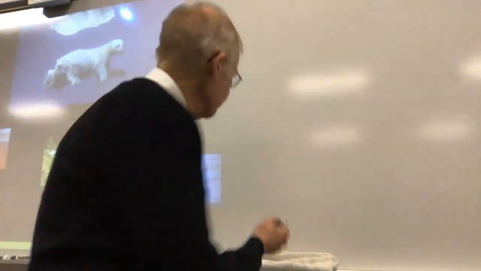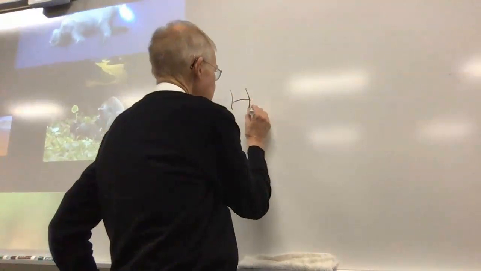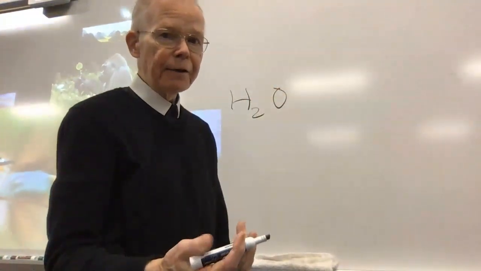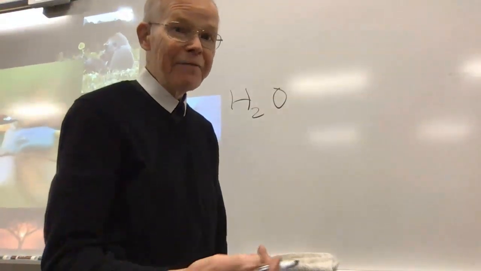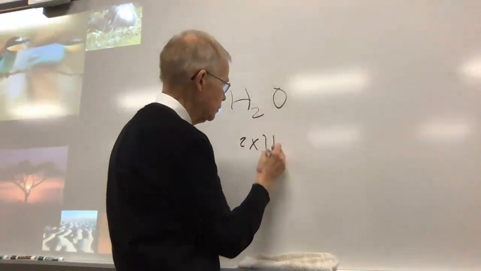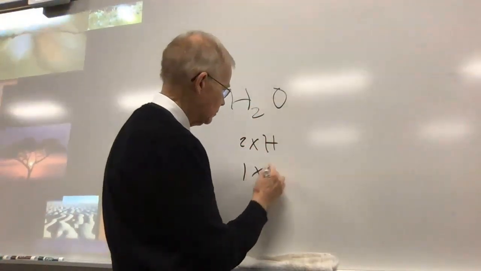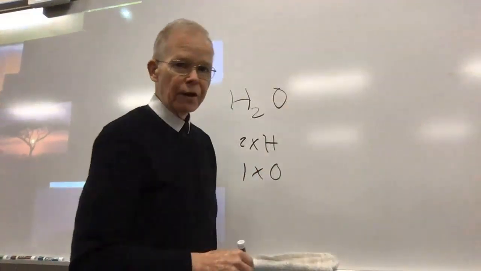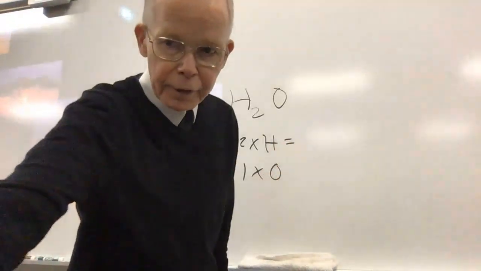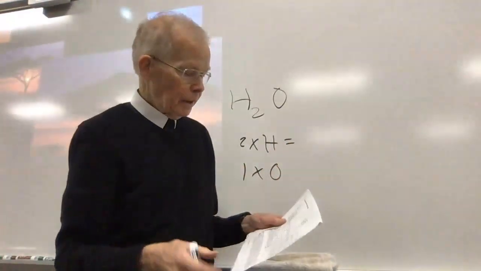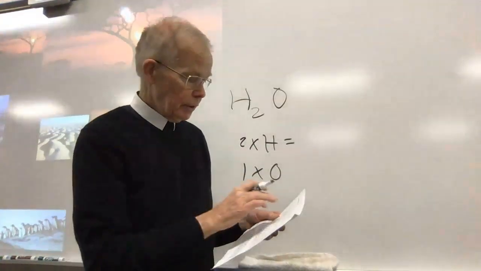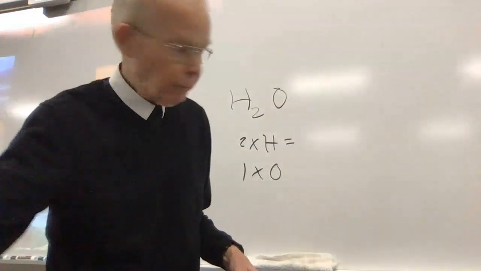Well, all I have to do is put down my formula, H2O, and then figure out how many atoms of each I have, and how heavy they are. So in H2O, I would have 2 times H, and I would have 1 times O. The 1 is understood but not written. I now go to the periodic table, so I grab my periodic table. Element 1 is hydrogen, and element number 8 is oxygen. I look at their masses. I'll put those down.